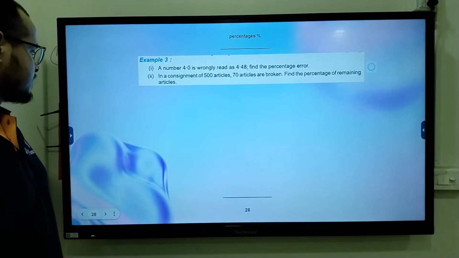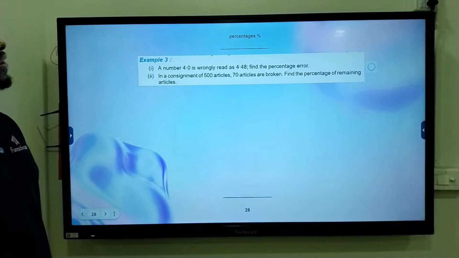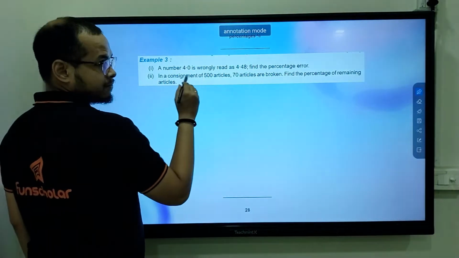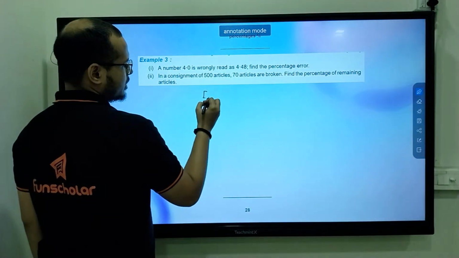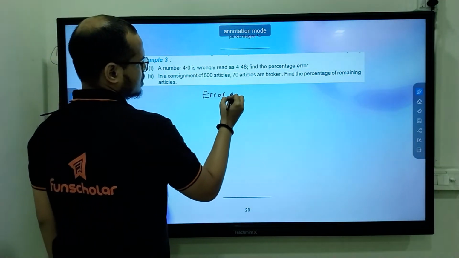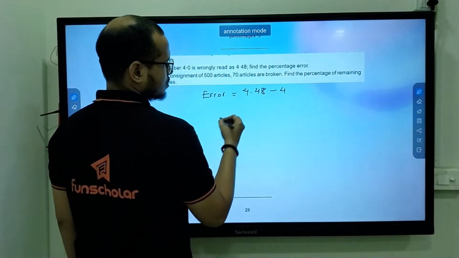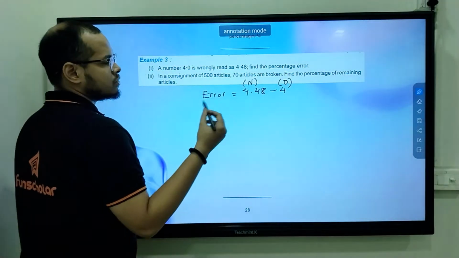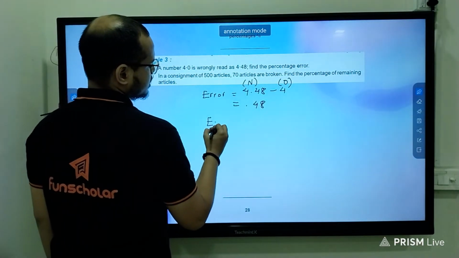Got it? Now, a number 4 is wrongly read as 4.48. Find the percentage error. Number 4 is wrongly read as 4.48. So the error is what? 4.48 minus 4, new minus original. So 0.48. Now the error percent.